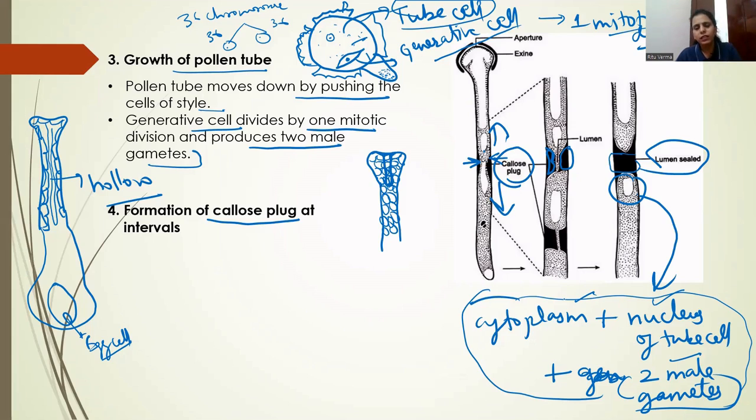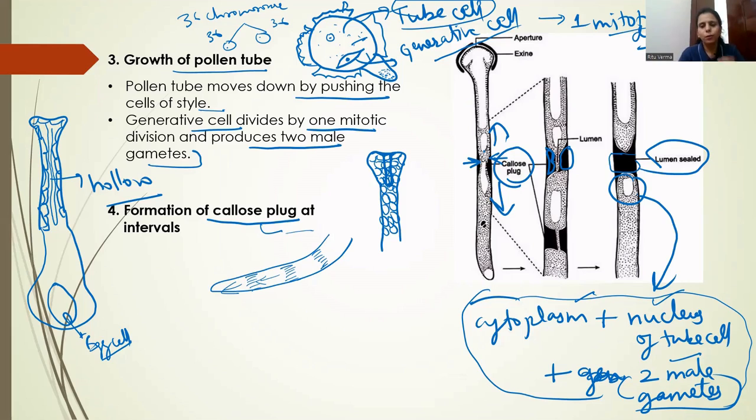And how do they remain together? Because callose plugs are formed at intervals in this pollen tube. If this is a pollen tube, first the callose plug is formed here, and when this content moves ahead, the next callose plug will be formed, and then again the next callose plug will be formed, as the content of this pollen tube, that is cytoplasm, nucleus of the tube cell and two male gametes, are moving downwards in the pollen tube.